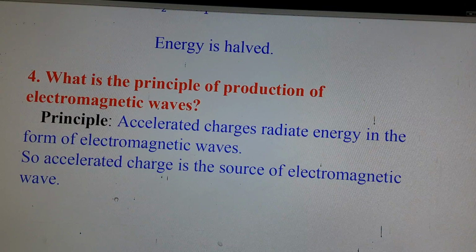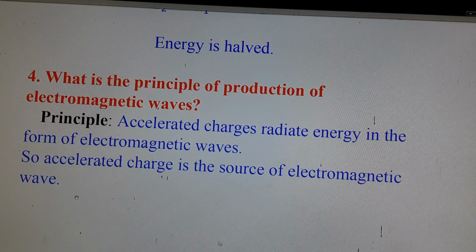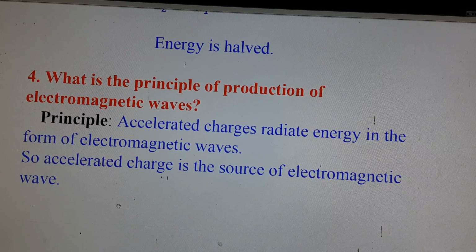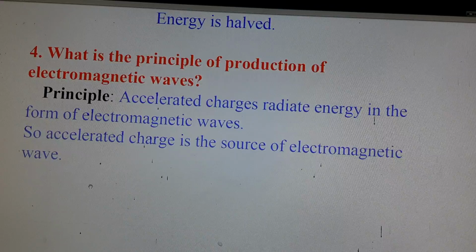So what is the principle of production of electromagnetic wave? Means what is the source of electromagnetic wave? We already know accelerating charges radiate energy in the form of electromagnetic wave. So accelerated charge is the source of electromagnetic wave.